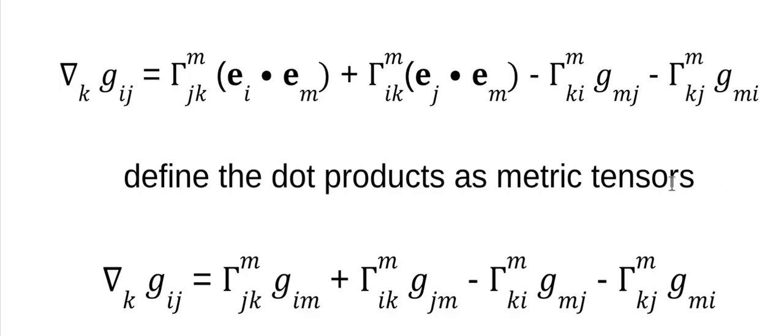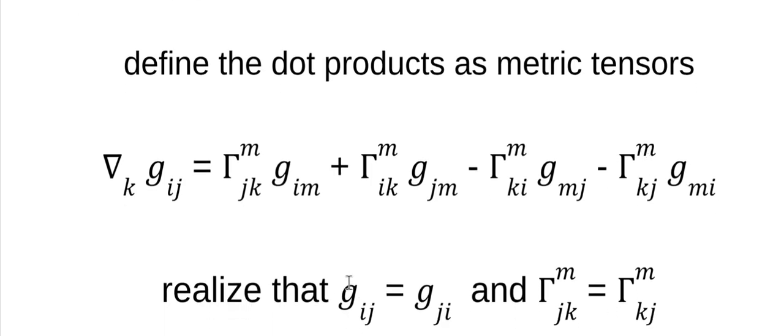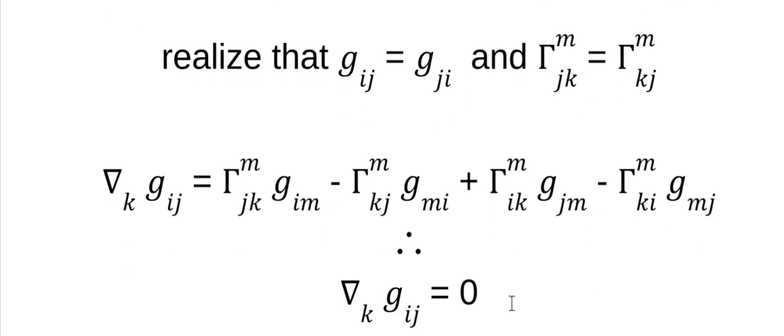Here's the kicker. You realize by now that the metric tensor is symmetric about its lower indices, and Christoffel symbols are symmetric about their lower indices, right? So when you see a JK, it is the same as a KJ, and when you see an IM, it is the same as MI. So look at that. Now I'm going to rearrange them so they're alike. So this is the same as that, and this is the same as that. And they come out to be 0.